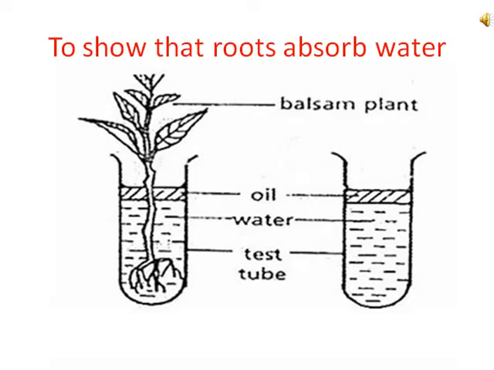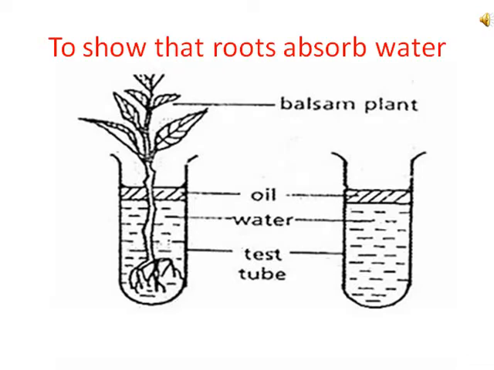After a few hours we can see that the water level in the first setup will be decreased due to the absorption of water by the roots. But in the control setup we can see that the water level remains the same because there is no plant to absorb the water. This experiment shows that roots absorb water.